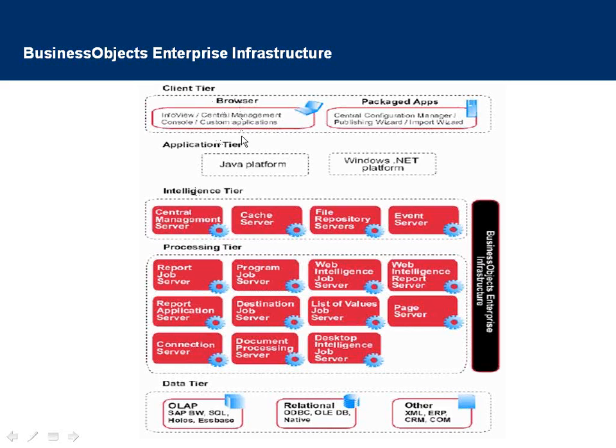So that you will know, if a user logs into the client tab, the first thing is you will give the username and password and log on. Whenever you click on log on, the central management server will go and check the central management database and see if the required user has access to the info view or not.